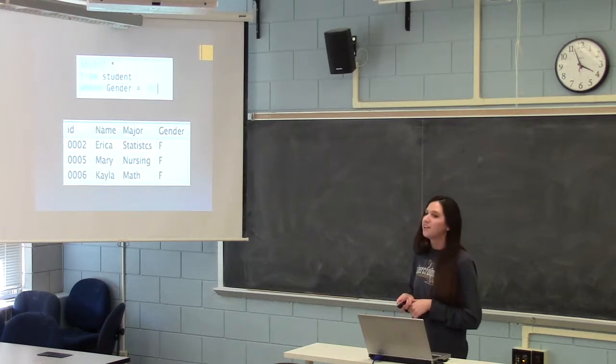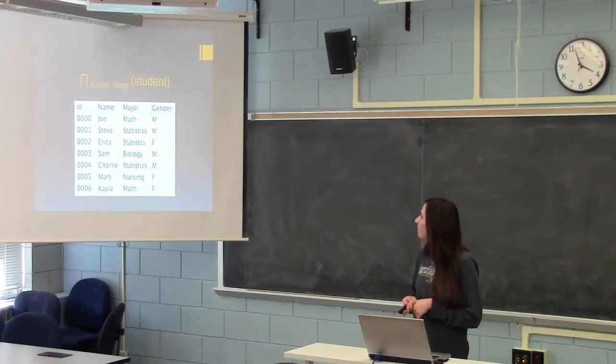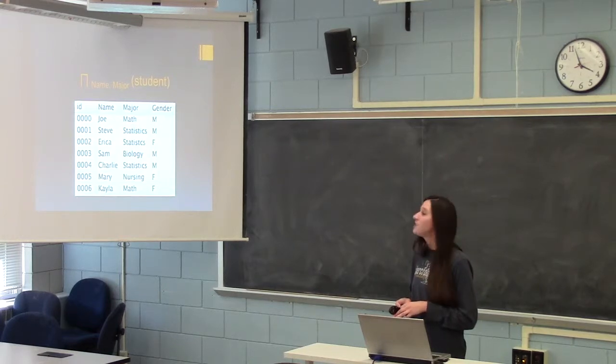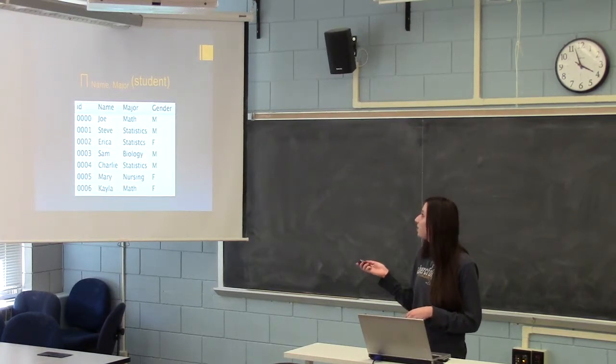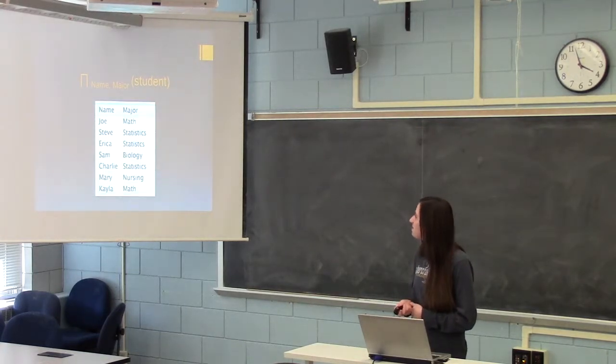Alright, so now we're going to look at another example. Once again, you start off with the innermost parentheses, so we're only going to be looking at the student table. And you see after that we have the pi notation, which means we're only going to be pulling out columns in the table. So we have name and major as subscripts. So we're only going to be pulling out the columns with the names name and major. And when we do that, this ends up being our final table.